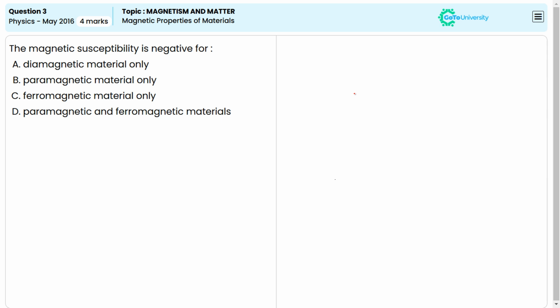The magnetic susceptibility is negative for. From the given four options, we need to find which is the right answer for the given statement. We're supposed to know some of the important properties of the magnetic susceptibility.